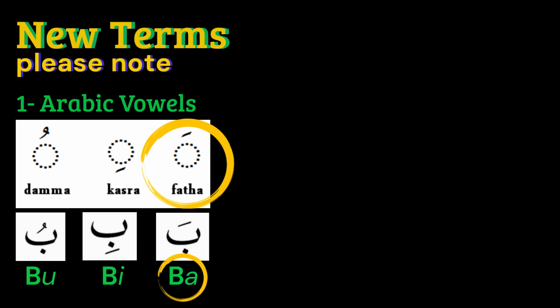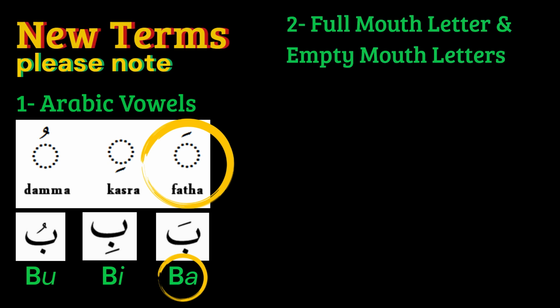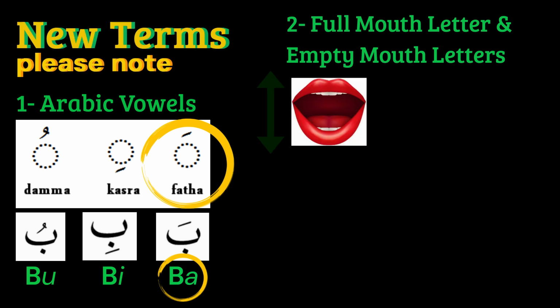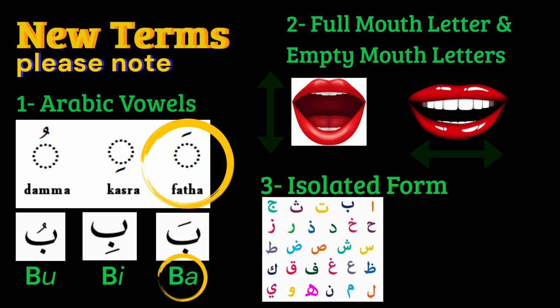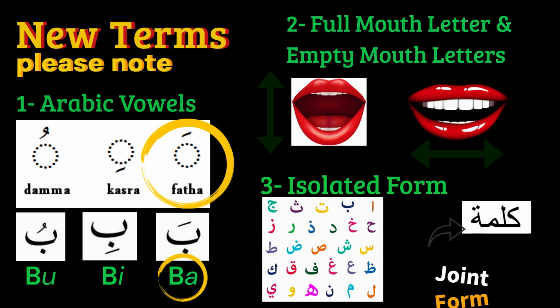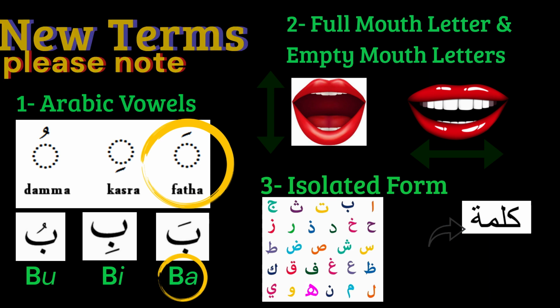The second terminology is going to be full mouth and empty mouth letters. So in a full mouth letter, the mouth is opened like such, and in the empty mouth letters, the mouth is stretched wide like this. And the third terminology we're going to be learning is isolated form. So all the letters we're going to be looking at in these lessons will come in their isolated forms as opposed to their joint form in a word.